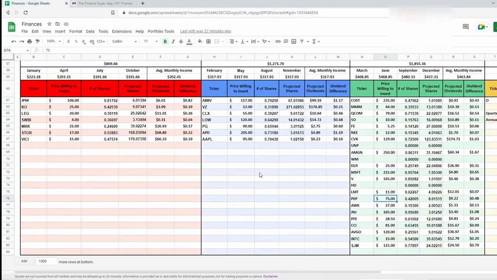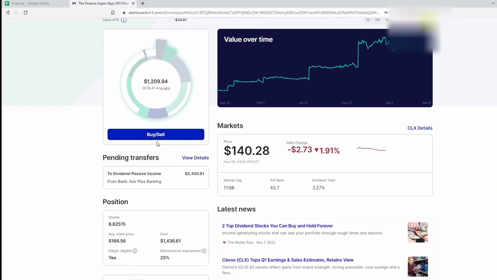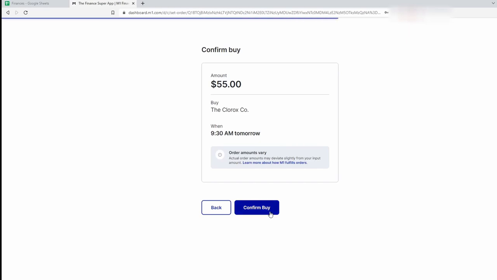So yeah, so for Clorox, CLX, $55. Okay, $55, very, very nice.